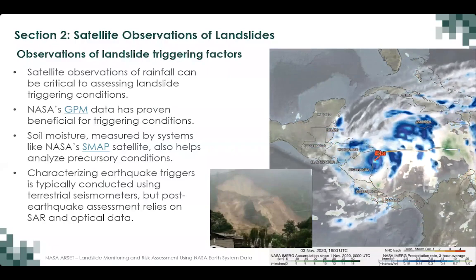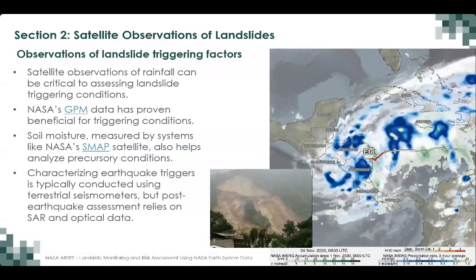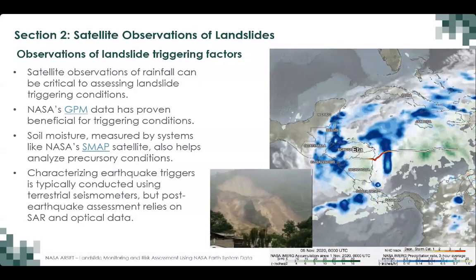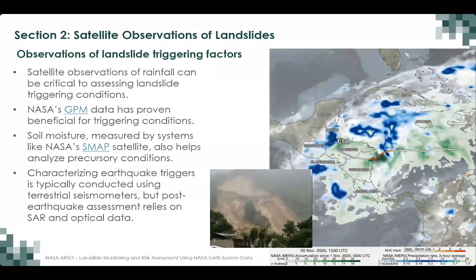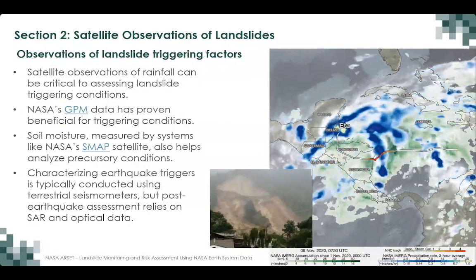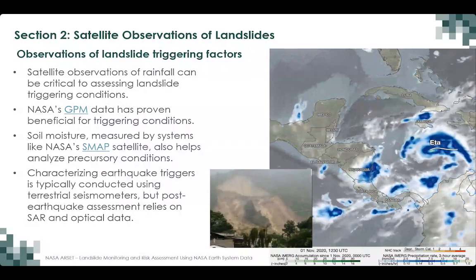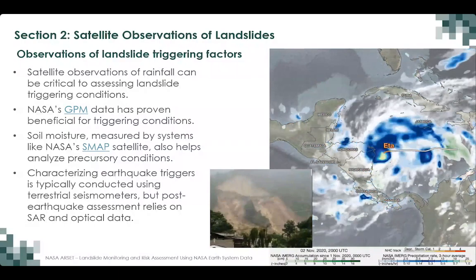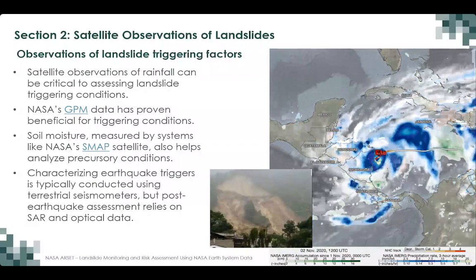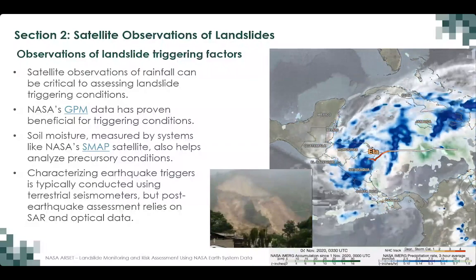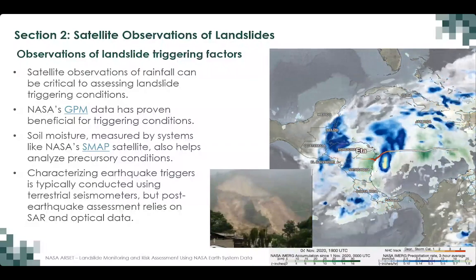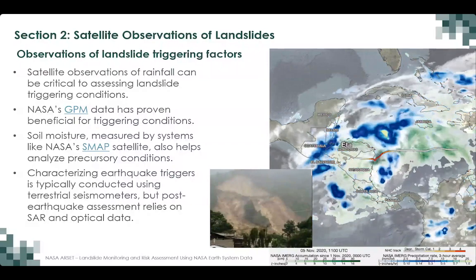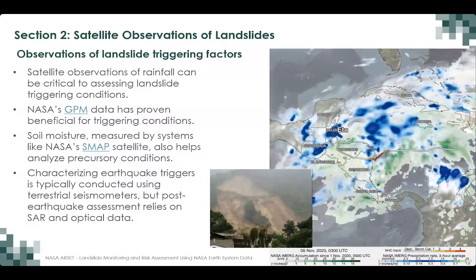And then finally, we mentioned that earthquakes are a primary trigger for landslides as well. Assessing earthquakes as a trigger is typically conducted using terrestrial seismometers. They're based on the ground. But the post-earthquake assessment of how much shaking has occurred, how much deformation has occurred, and how much landsliding has occurred is now highly reliant upon optical and SAR data, typically in the emergency response and recovery community.